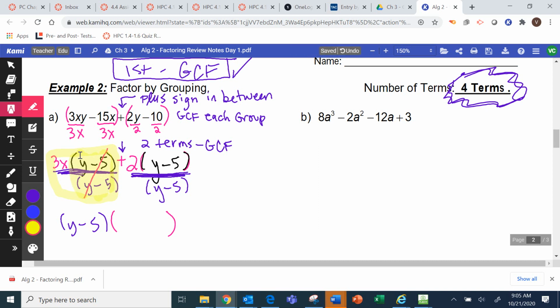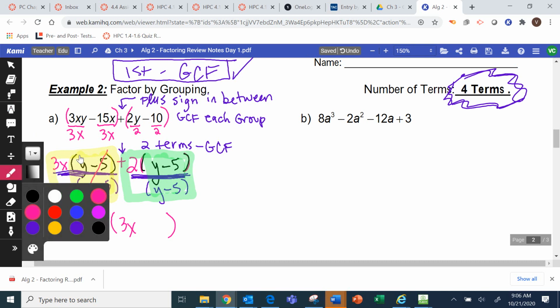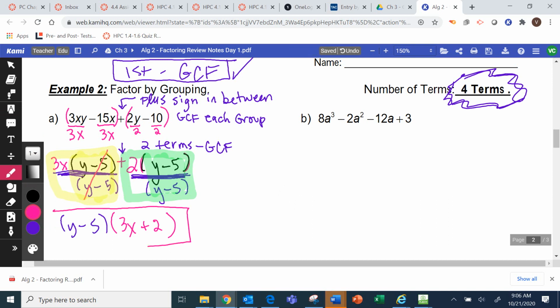What's still there, Corey? In the first term, 3x, yes. I just didn't talk about the second one yet, but you're right. 3x. Then I do the same thing for the second one. Here's the whole term, but I'm taking out the y minus 5, so we're left with the plus 2. That's what's left over. So this is getting us back to what was multiplied together to give us the original question: y minus 5 and 3x plus 2.